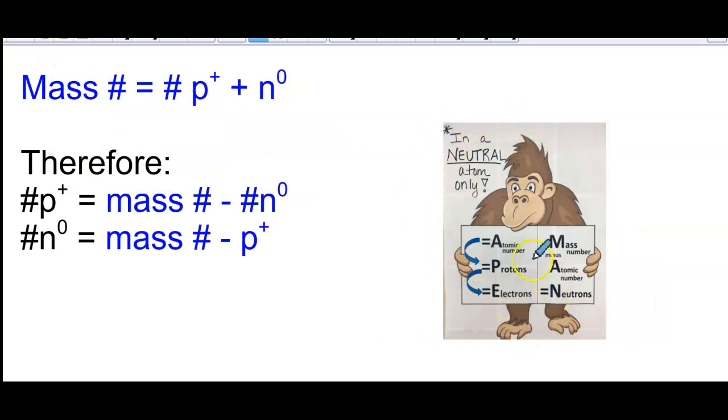This is an image to help you remember that. Remember, APE was atomic number equals protons equals electrons. Remember that atomic number is the same as protons. Also, mass number minus atomic number equals neutrons. This is just a relook at mass number equals protons plus neutrons. To get the number of protons, I take the mass number minus the number of neutrons. To get the number of neutrons, I take the mass number minus the number of protons. So that's just manipulating this given formula to solve for different pieces.